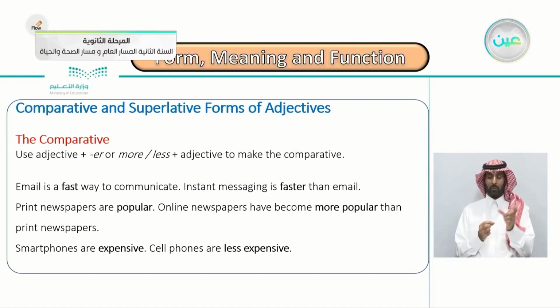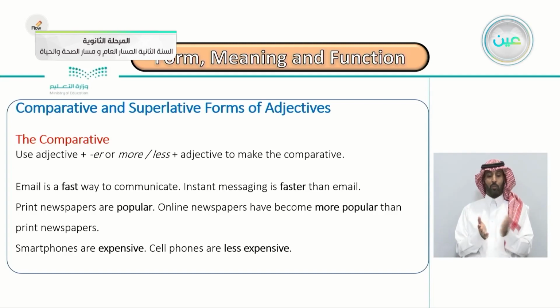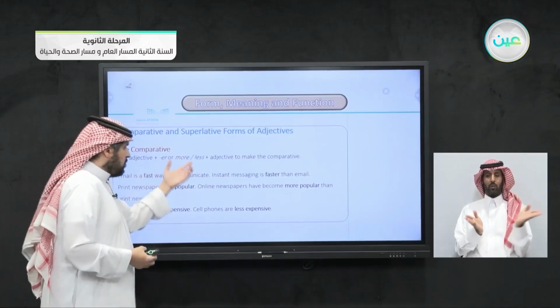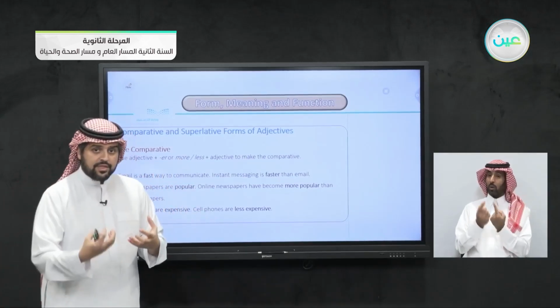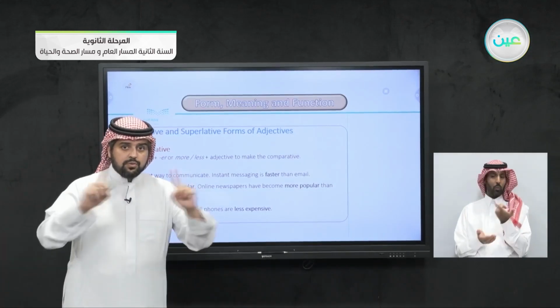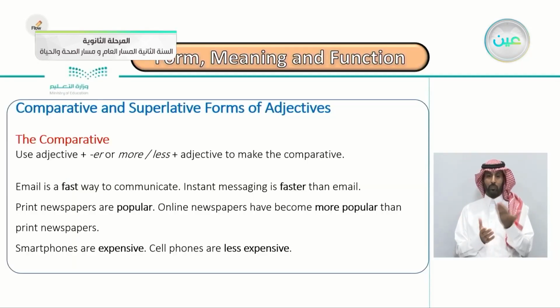The first part of this lesson is comparative and superlative forms of adjectives. First, let's take the comparative. Let's read together. We use adjective plus er, or more or less plus adjective, to make the comparative. Again, we take the adjective and we add er, or we add more or less with the adjective to make the comparative. Compare between two things. Comparative is between two things. Let's read the examples here.